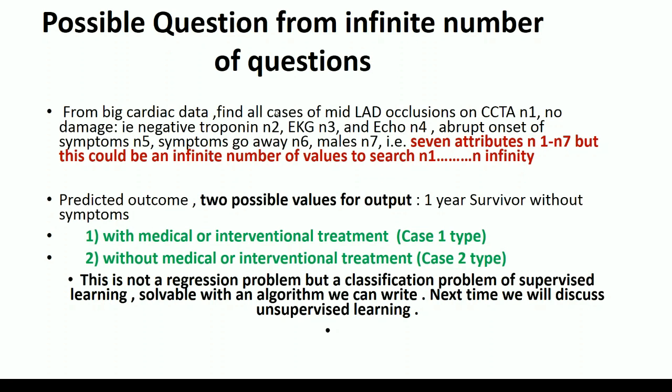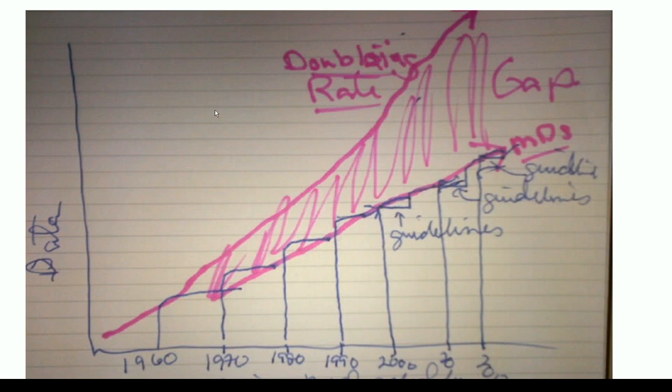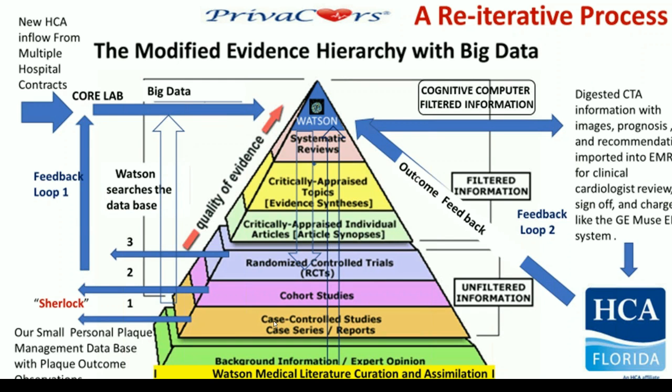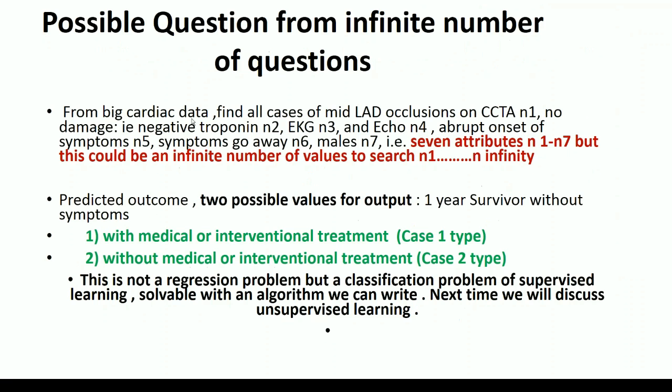Those are possible questions from the infinite number of questions. From big cardiac data, we can find all the cases. This is a query, after we have the big data that Watson's capable of accumulating from our own cases, we can query this. In big data, we can find all cases of mid-LAD occlusions on a CTA, as N1 that we want to find out. And we can look and see N2, negative troponins, N3, EKG, N4, normal echo.